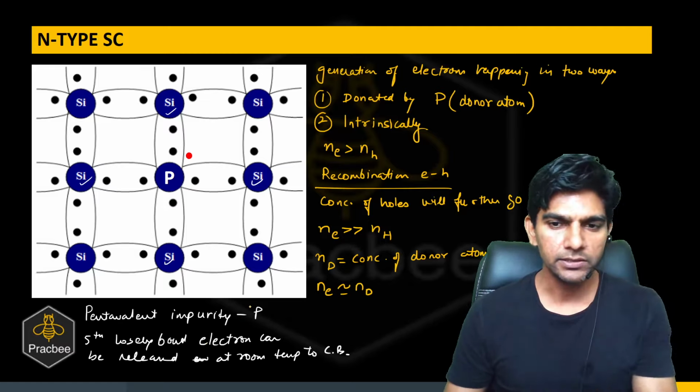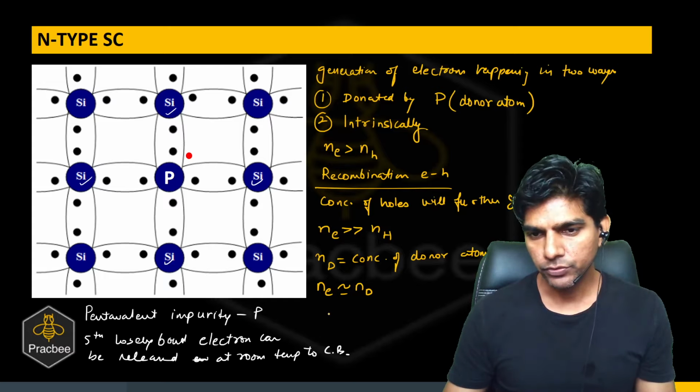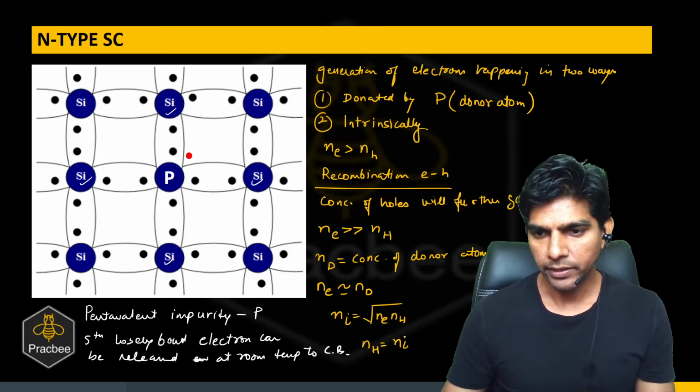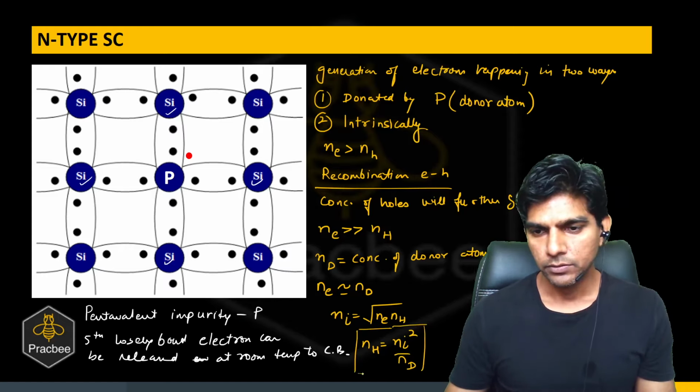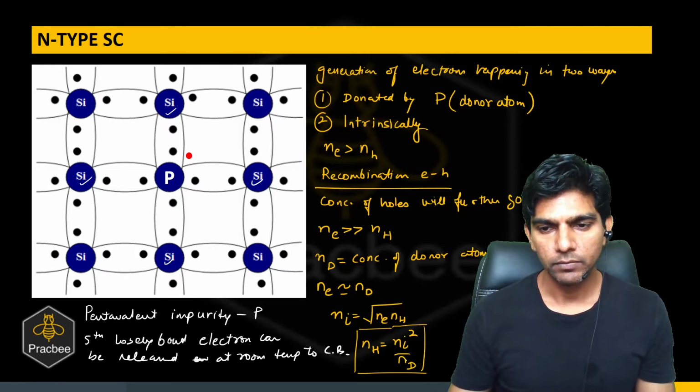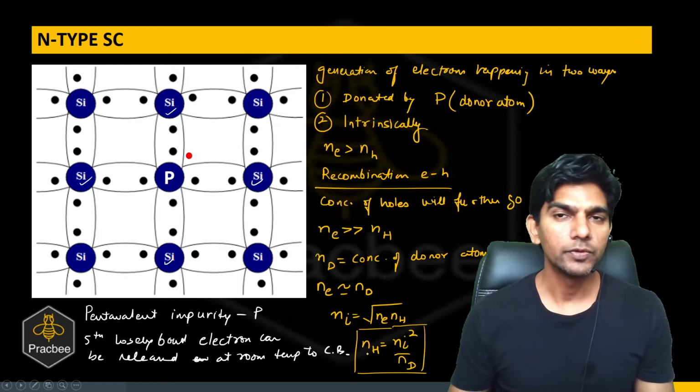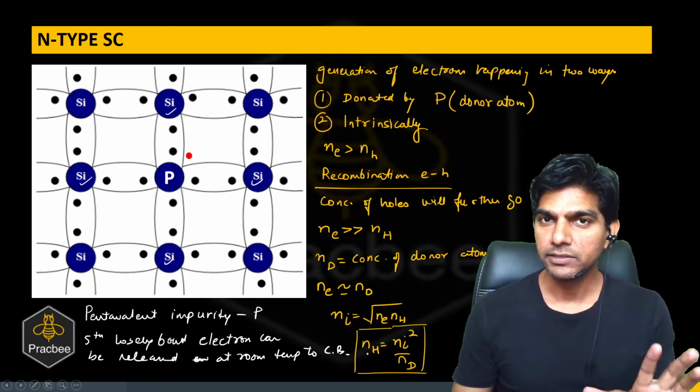So if Ne is nearly equal to Nd, then if we want to find the concentration of holes, we can use this formula: Ni is equal to the root of Ne times NH. So NH will be Ni square divided by Nd, because Ne is nearly equal to ND, right? So we should remember this. Usually what type of question can be asked? We'll be given Ni, we'll be given ND, and we have to find the concentration of the hole. I think this concept is clear.